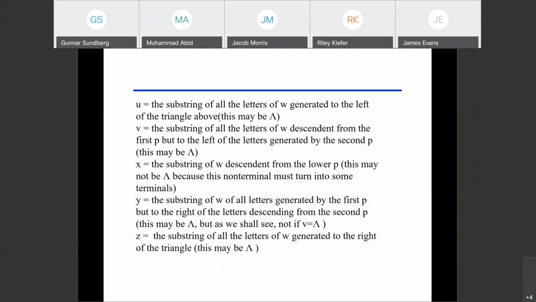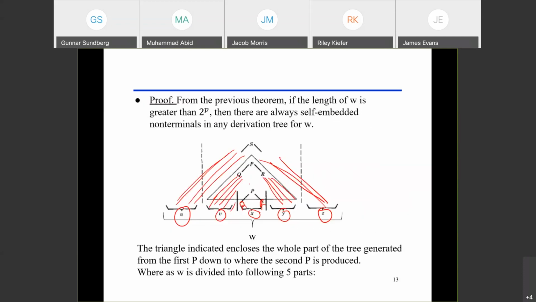And all this discussion which I just explained to you is written here in good English. So now X will never be lambda. V or Y both can be there. Either one can be there, but it is not possible that both cannot be there. U and Z both can be there. Both cannot be there. Either one can be there. It has no restriction.